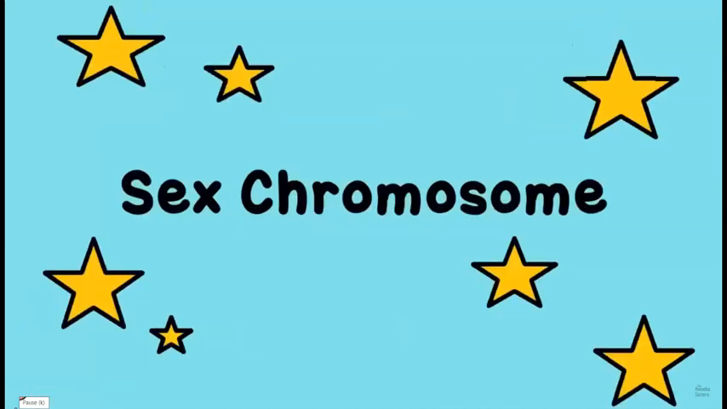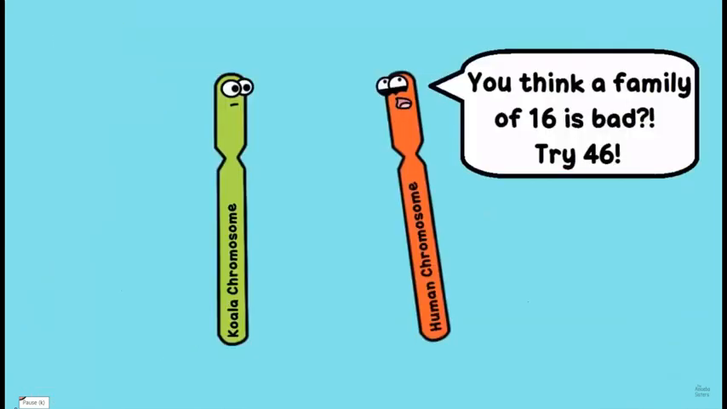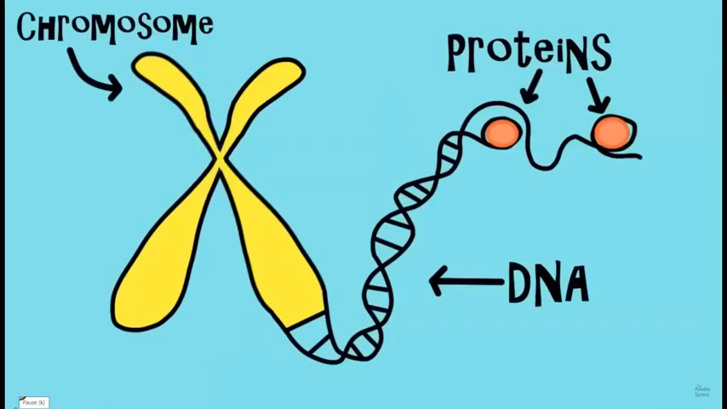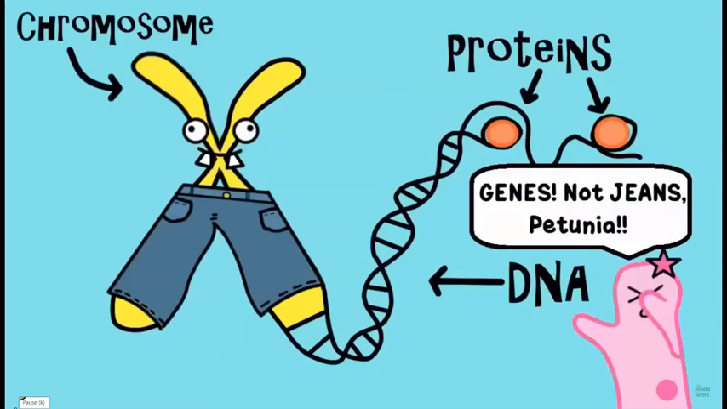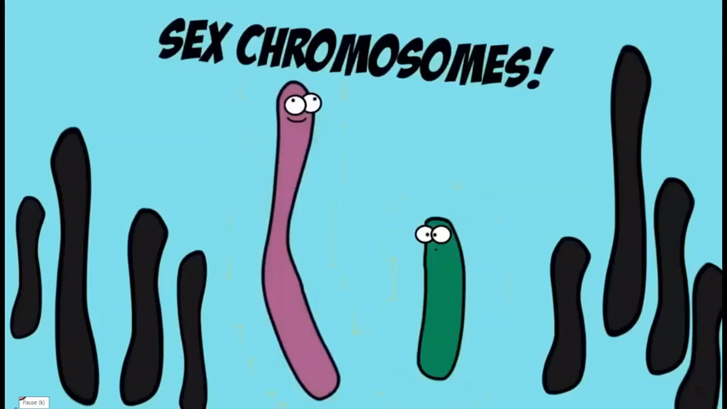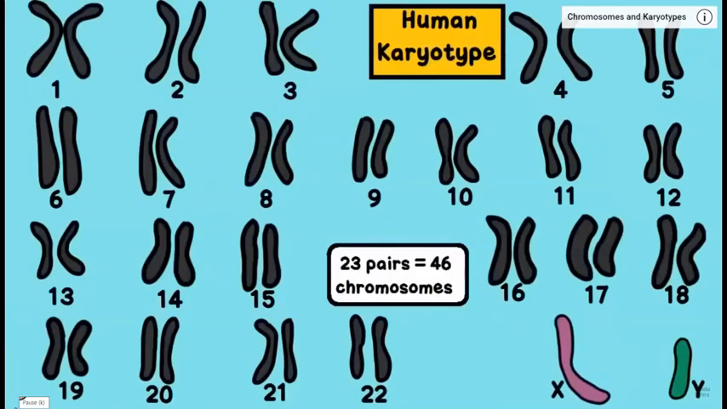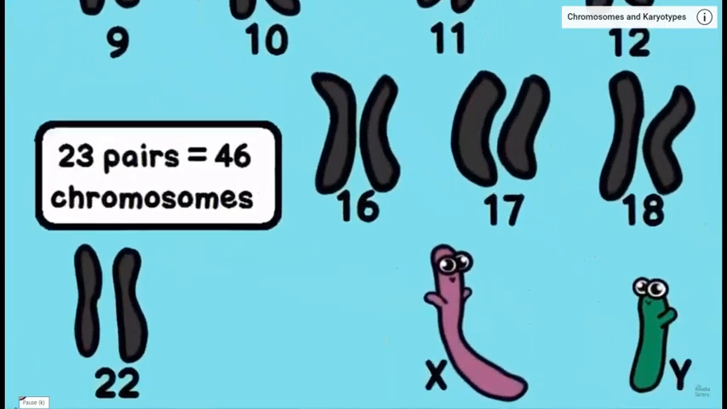So what is a sex chromosome? Well, recall that humans have 46 chromosomes. Chromosomes are made up of DNA and protein, and they contain your genes. Well, 2 of your 46 chromosomes, they are called the sex chromosomes. In a karyotype, it is usually the last 2 chromosomes that are the sex chromosomes.